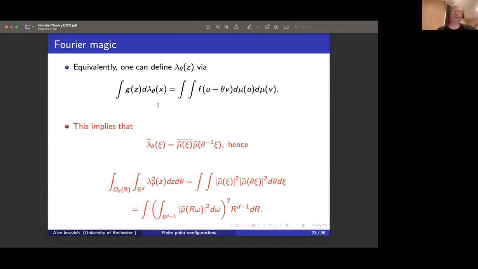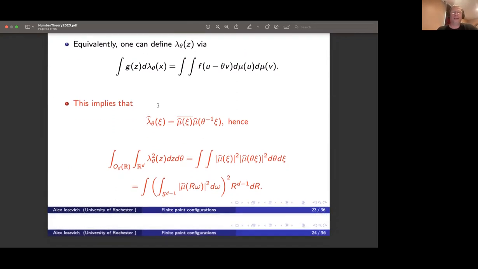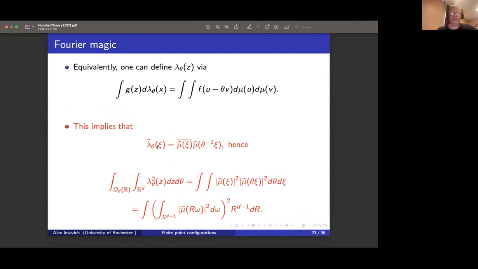For example, it works just as well in finite fields. And it allows us to easily compute the Fourier transform of this measure in E minus theta E. And when we go through this computation and use spherical coordinates, we arrive at the key object in the study of distance sets, either in Euclidean space or in vector spaces over finite fields.